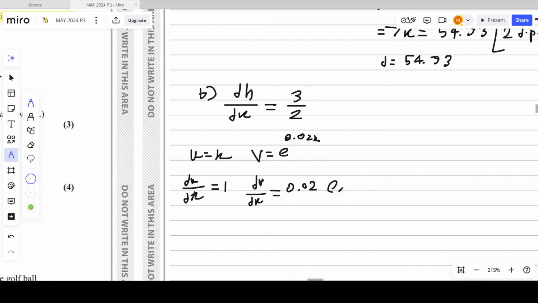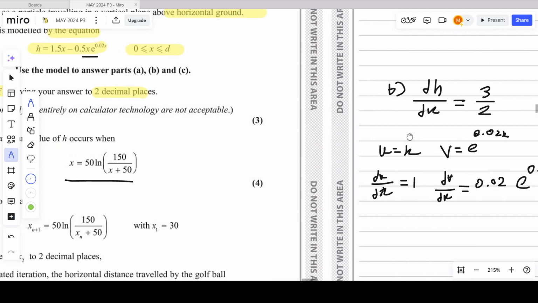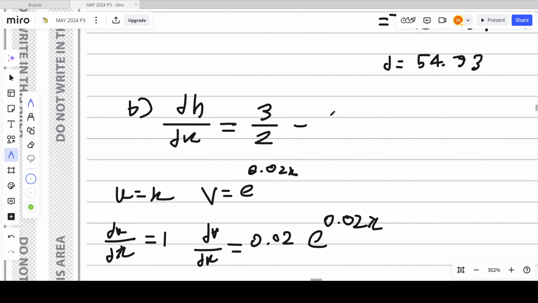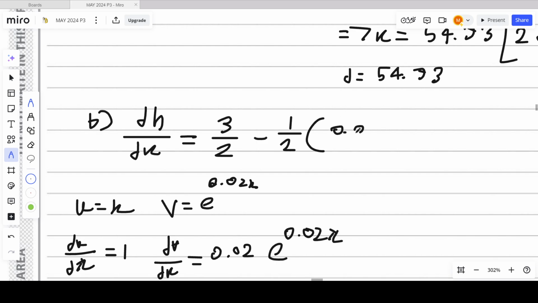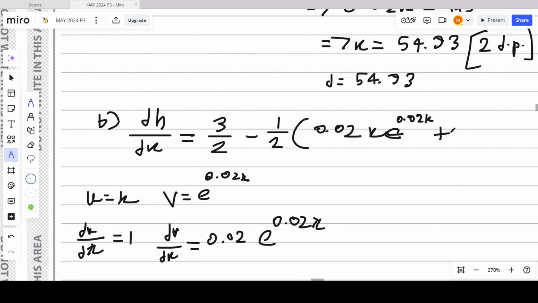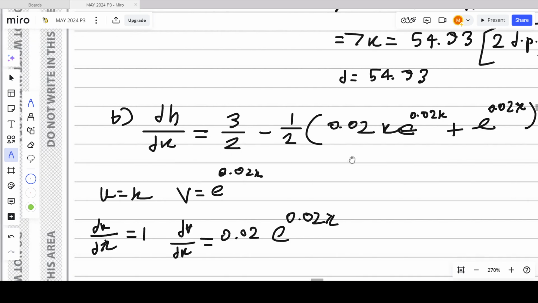times e to the power 0.02x, right? So now the product rule says that the derivative would be negative half, then half is multiplied with the product, so give a bracket, then u into dv over dx, so 0.02 times x e to the power 0.02x, and then plus v into du over dx, so e to the power 0.02x. Okay, so now expand the bracket.